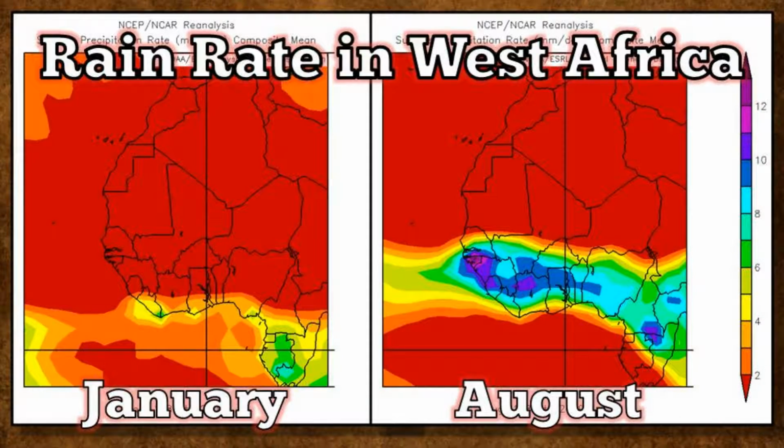Over the course of the few months of the summer monsoon, those parts of the world get literally meters of rain. Just for comparison, Omaha gets about 30 inches of rain per year. That's not quite 1 meter. They get meters of rain just in the summer in parts of West Africa.